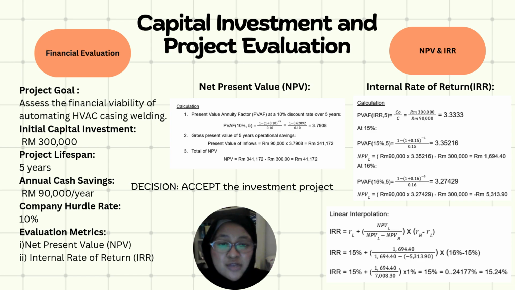41,172. As for the IRR, between 15% discount and 16% discount, the linear interpolation calculation goes down to 15.24%. So it is above 10%. That's why the decision is to accept the project investment.